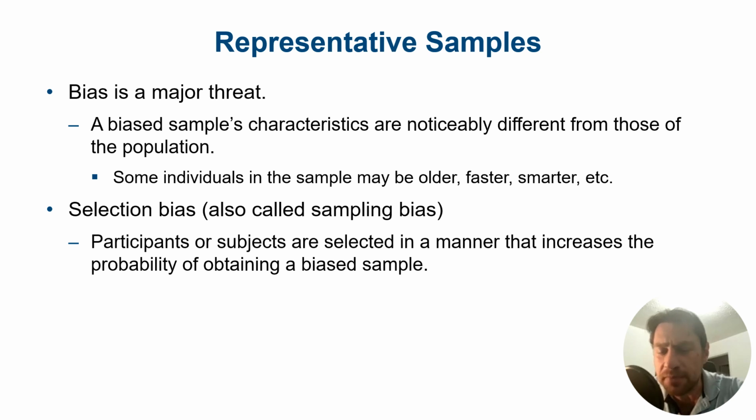So one serious obstacle to obtaining a representative sample is bias. And bias can leave you with a biased sample. Now, a biased sample is one in which the properties of the sample are significantly different than the properties of the population. And this can arise from several different factors. Sometimes it can happen just by chance. Or other times it can happen through what is called selection bias or sampling bias. Now, sampling bias occurs when the methods or procedures used to select your sample from the population favor some individuals over others.